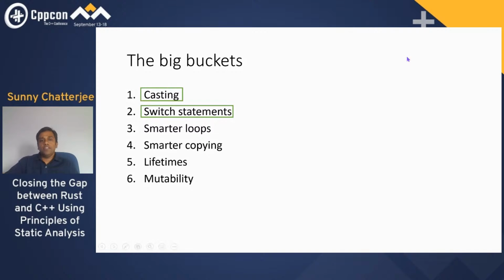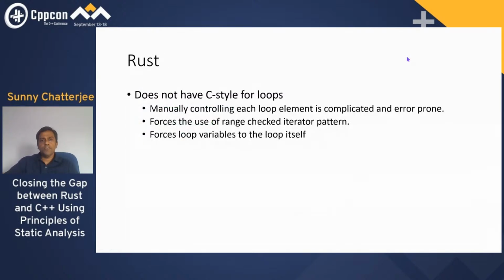So we looked at casting and switch statements. We'll look into smarter loops next. So in Rust, we do not have C-style for loops, because you all know that C-style for loops are error prone and complicated. We can read past the bounds of the container. So what Rust wants you to do is use a ranged, checked iterator pattern, and it wants to force loop variables to the loop itself.